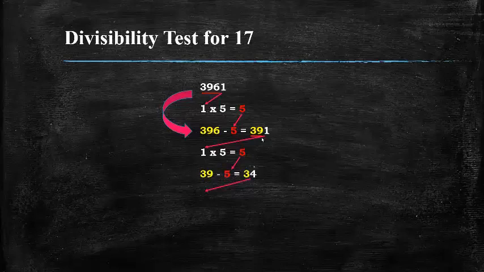But again, if you are not confident, 4 can be multiplied by 5, that gives me a value of 20. So this 20 will be subtracted from the remaining digit, that is 3. So 3 minus 20 will give me a value of minus 17, which is again divisible by 17.